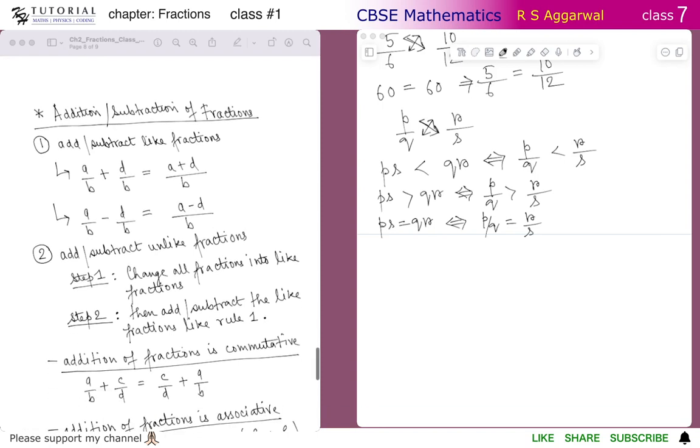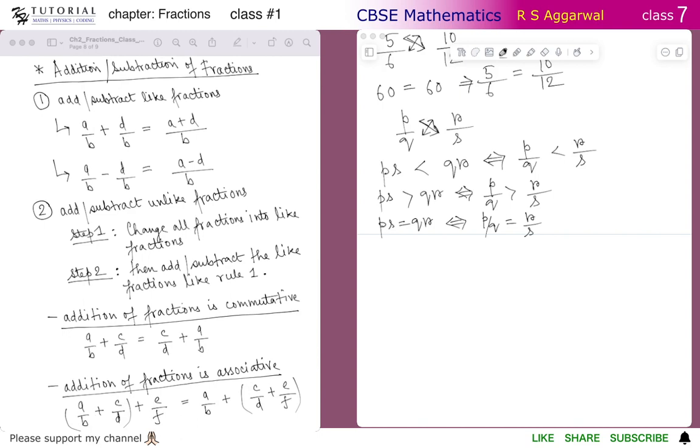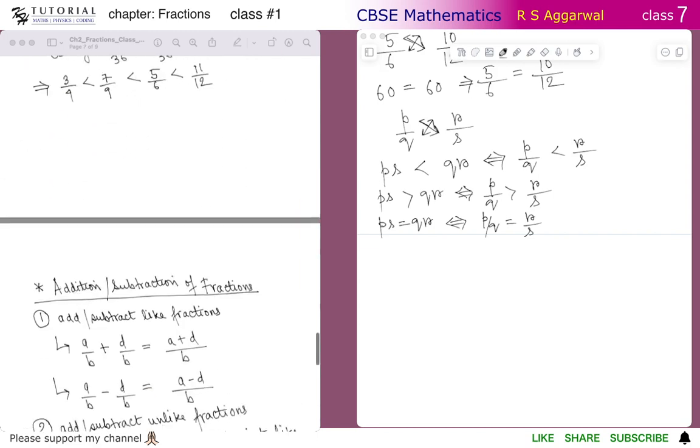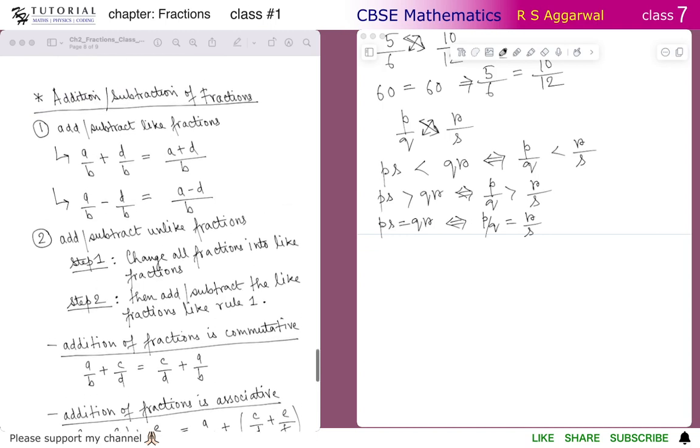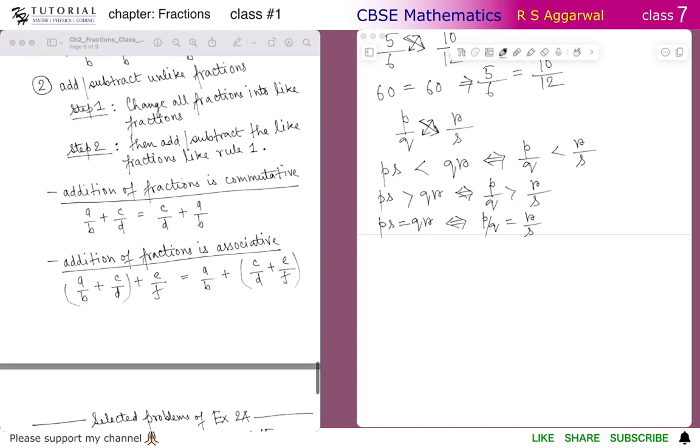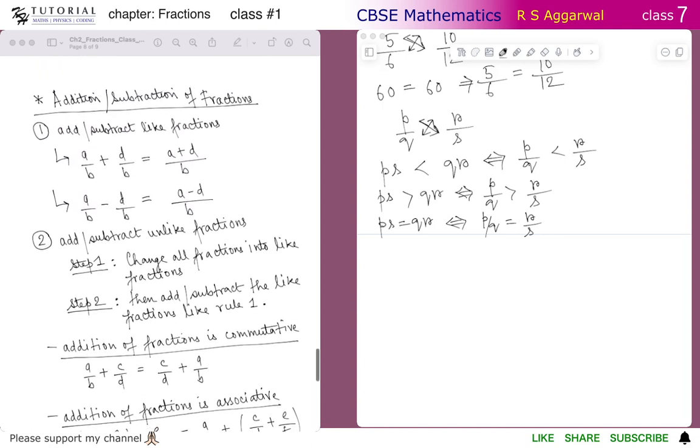Now, how do we add or subtract unlike fractions? In the first case, we discussed how to add and subtract like fractions. For unlike fractions, we have two steps. In the first step, we change all fractions into like fractions, as we have discussed earlier. Then we perform the addition and subtraction of the like fractions using rule 1. So, two steps are involved for addition and subtraction of unlike fractions.